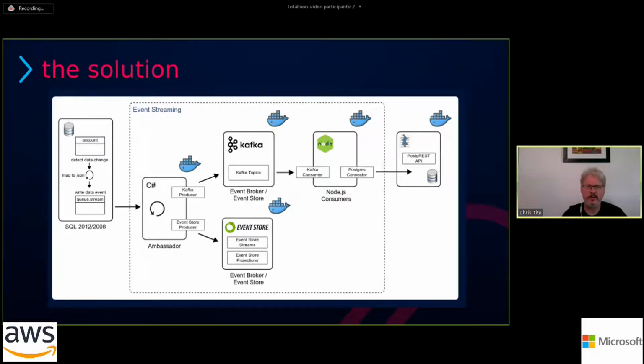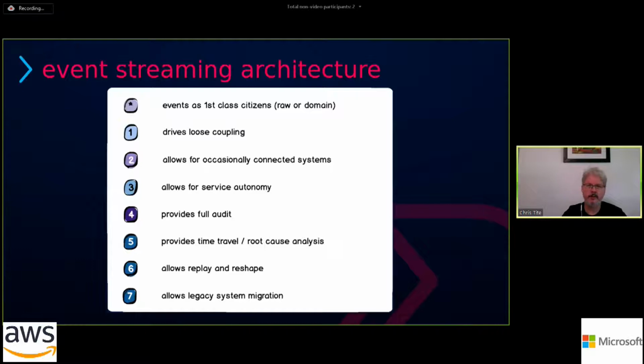So what is event streaming? Really, what we're trying to do is treat events as first-class citizens. So either the raw events from the database, or we define domain events that define certain happenings inside the organization. For example, account created might be a domain event. Account deleted might be a domain event. So it may not be defined by the actual raw data change, but it might be an indication of something that's important to the organization. That's what we would term a domain event.